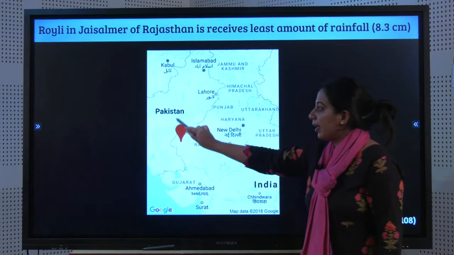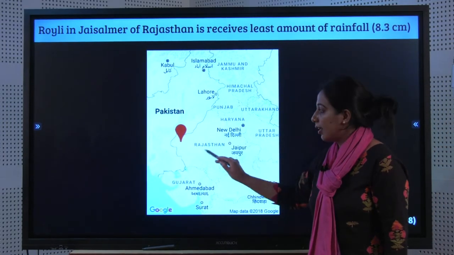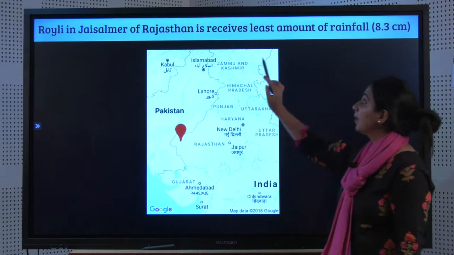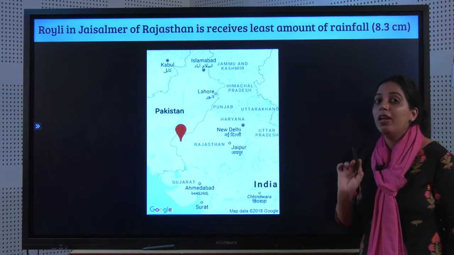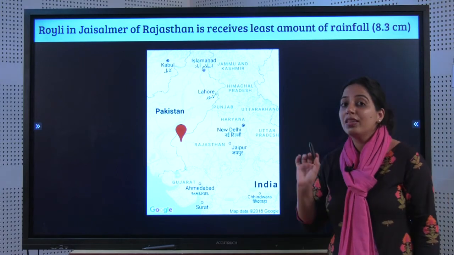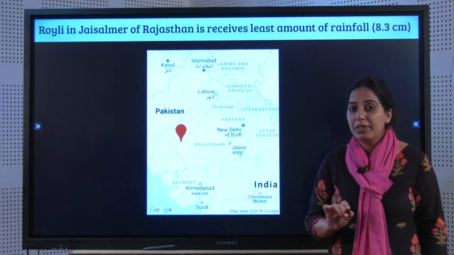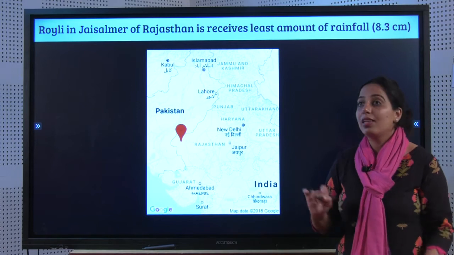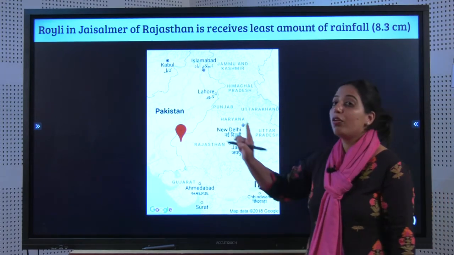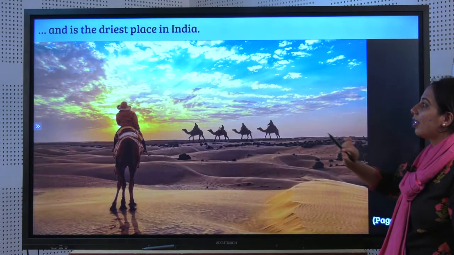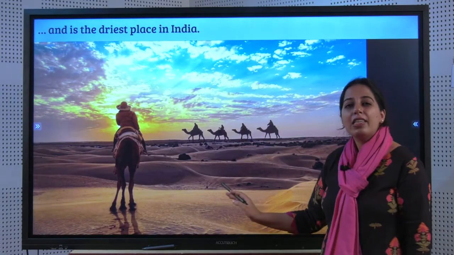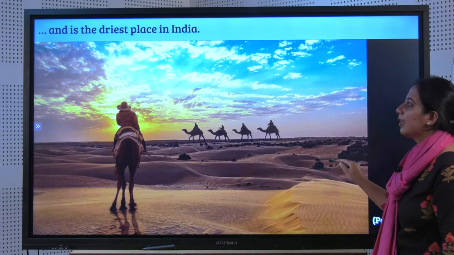Roili in Jaisalmer. This is a place in Jaisalmer called Roili. It receives the least amount of rainfall. Don't get confused with where is the least temperature. That was Dras and Kargil. This is lowest rainfall. Roili in Jaisalmer in Rajasthan. It is also the driest place in India.